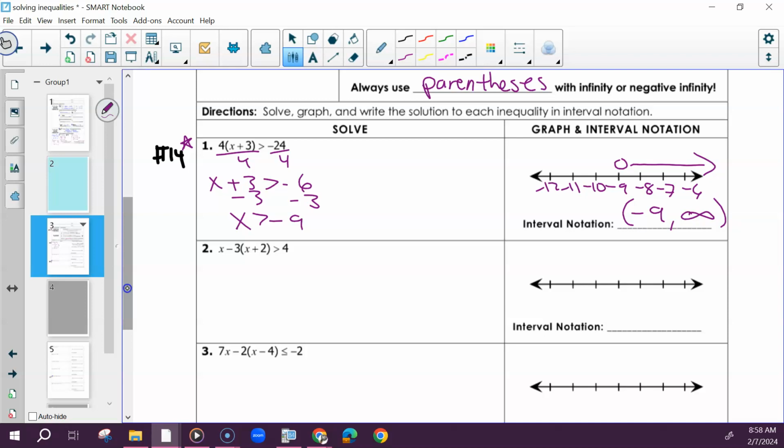So these two things are saying the same thing. X is greater than negative 9. Your solution is everything greater than negative 9. This is saying all of the solutions start at negative 9 and keep going to infinity. They say the same thing, just in different formats. Questions on how we set up the interval notation?